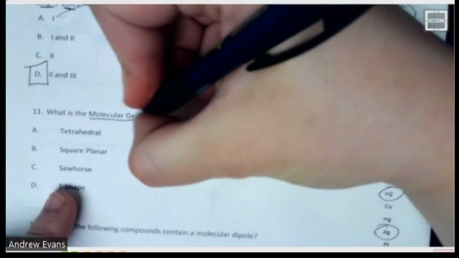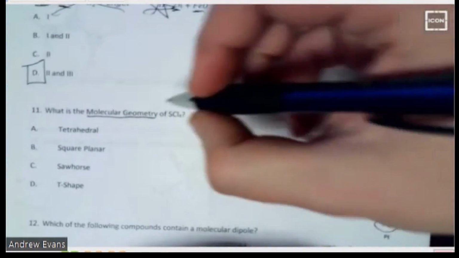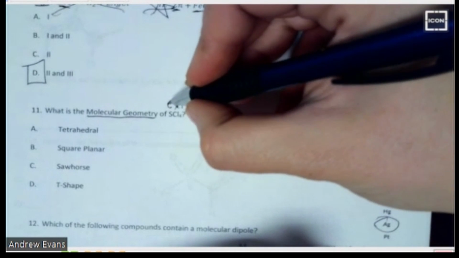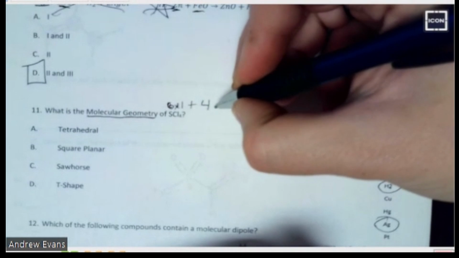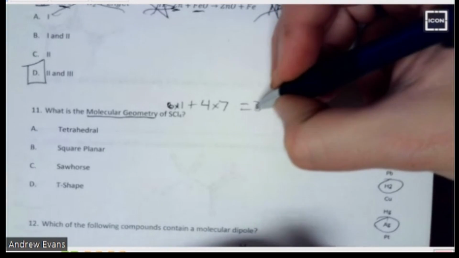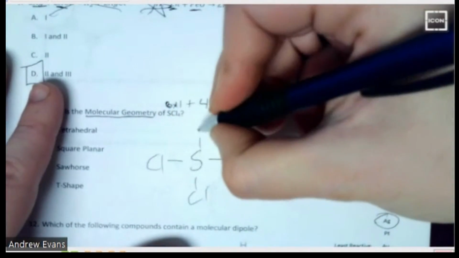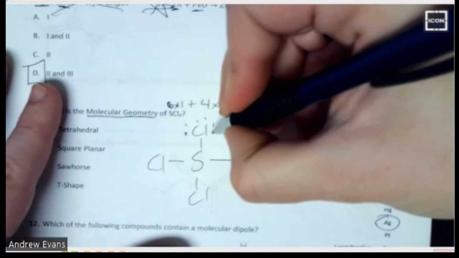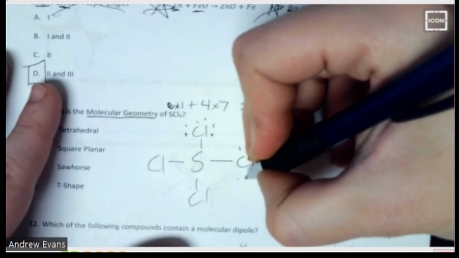What is the molecular geometry of sulfur chloride? Sulfur is 6. And 1, and there's 4 times 7. So 28 plus 6, so 34. Chlorine. There's 8. Plus 24 puts it at 32.